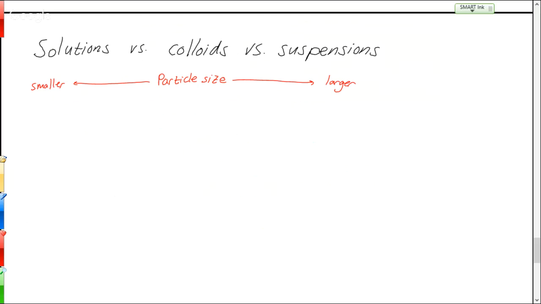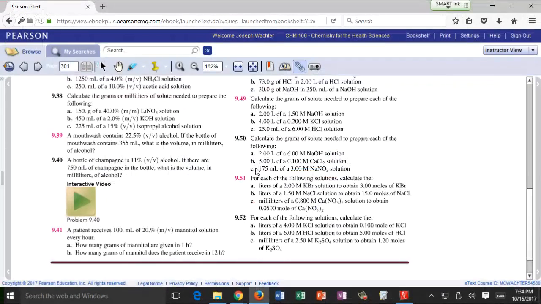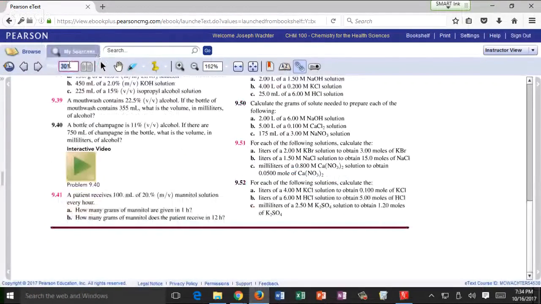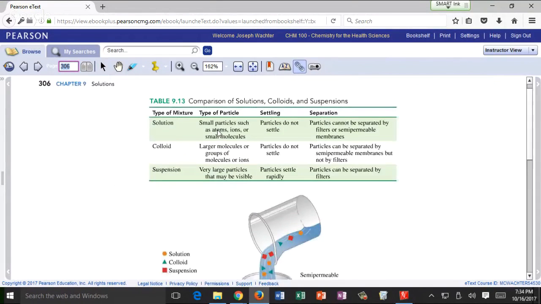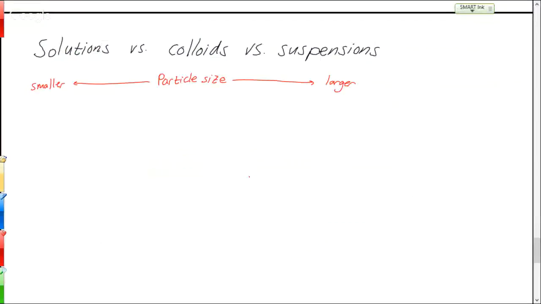So let's look at the properties of each and then look at some examples and talk about which one's which and why. So rather than write this all out, we'll just take a table from the book, which is on page 306. There it is. And we'll compare these three things.